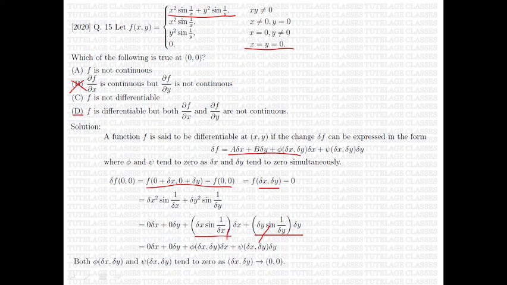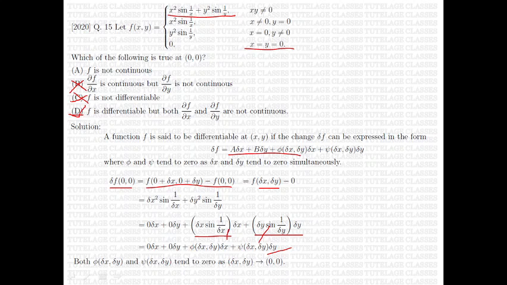So we have this expression, delta f, expressed in this form, where phi and psi both tend to 0 as delta x and delta y tend to 0. So we can say that the function f is differentiable at the origin. Since f is differentiable at the origin, this option seems to be true as of now. Now since f is differentiable, this option is struck out.